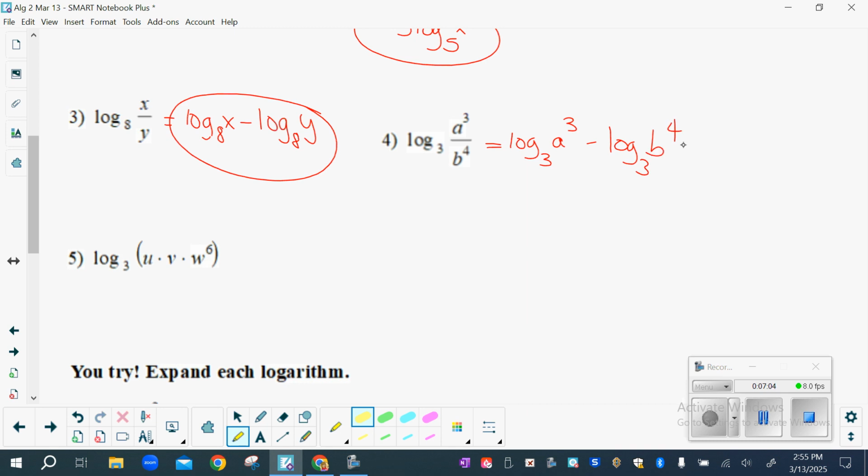And Blaze, do you know what we would do next? You take the exponent. Exactly. So what would this log base 3 of a to the 3rd become? So we moved the 3 to the front. Is it 3 log base 3 of a? Does that make sense? Yeah. So want to take a guess as what the next one would become? 4 log base 3 of b. Yep.